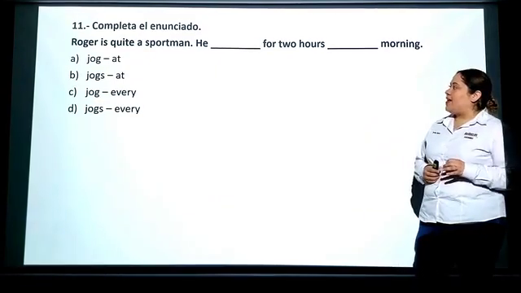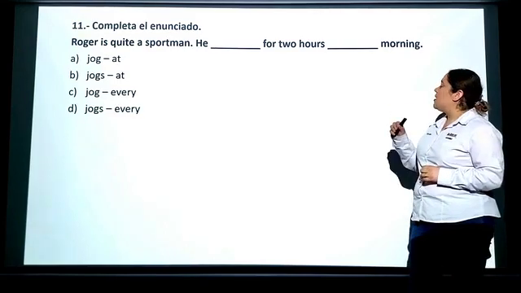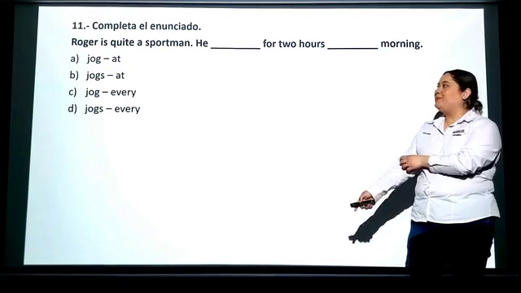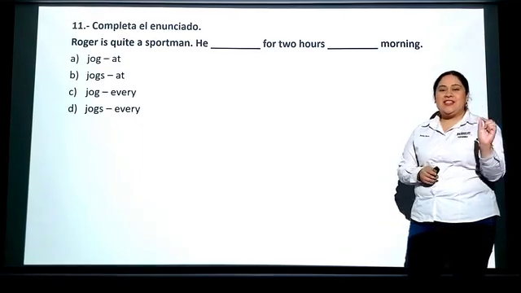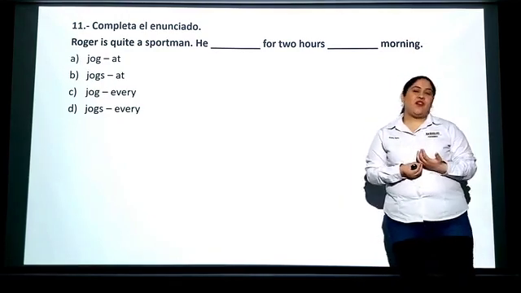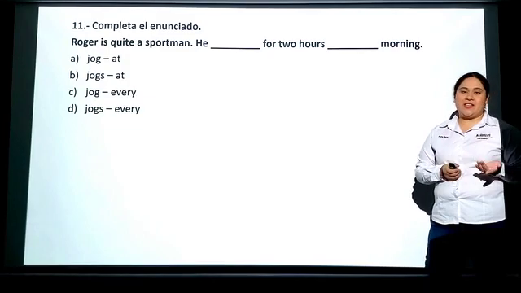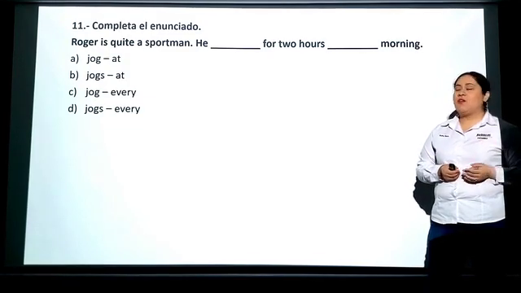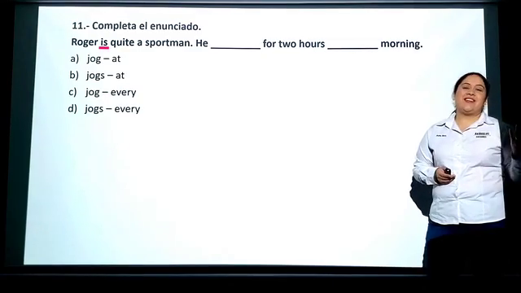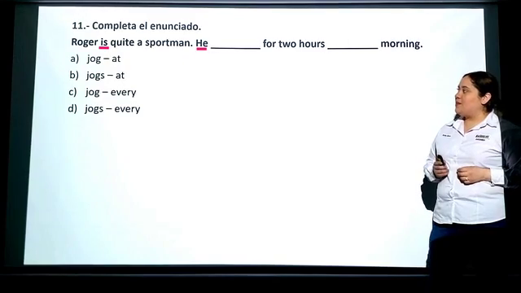11. Roger is quite a sportsman. He, blah, blah, blah, for 2 hours, blah, blah, blah, morning. Okay, now we have to complete this sentence. Let's pay attention to some details, okay? As you may have noticed, we do not have, unfortunately, a keyword that is indicating us tense. But when we do not have it, we look for the verb. Is. The sentence is in present. Now the subject would be he.